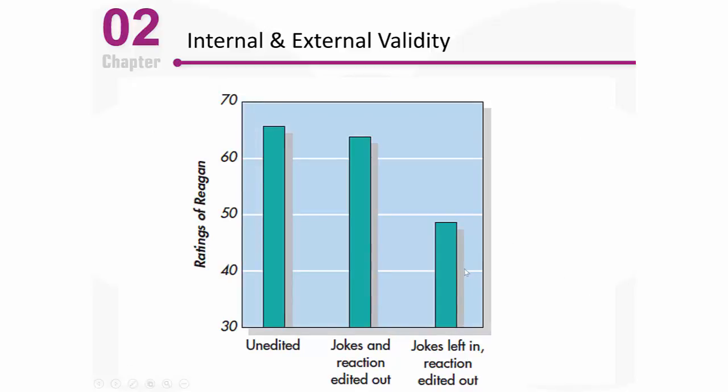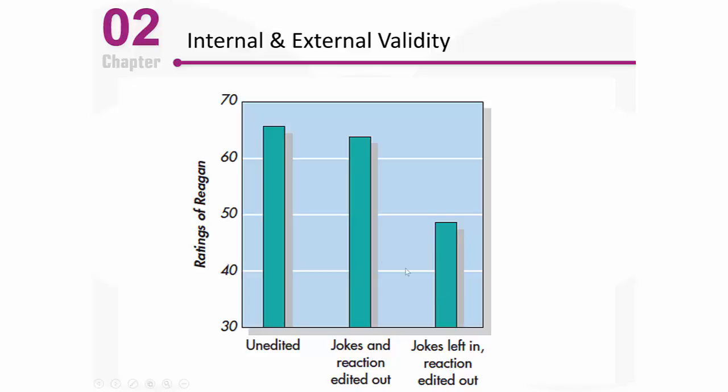Remember, we realized that when we edited out the reaction of the audience, people rated Reagan much more negatively. They didn't rate him as positively. So we realized that that reaction was really important, because if he told a joke and they didn't hear any type of reaction from the audience, it seems like his joke fell flat. He's not doing really well with people. He's not connecting with them. Well, how can we be sure that the rating for Reagan was really due to having that reaction edited out?